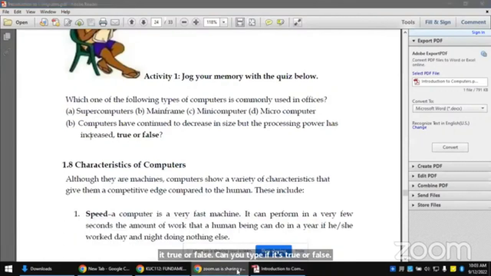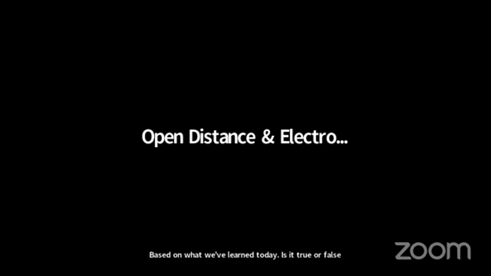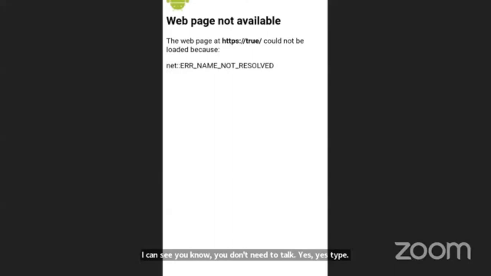Just jogging your memory so that you can get this very fast. Is it true or false? Based on what we've learned today, is it true or false? I can see, no, you don't need to talk, just type. I will not allow you because you're too many. If I allow talking, everybody will talk. So kindly just share your answers, based on what we've last looked at. I'm looking at your answers.